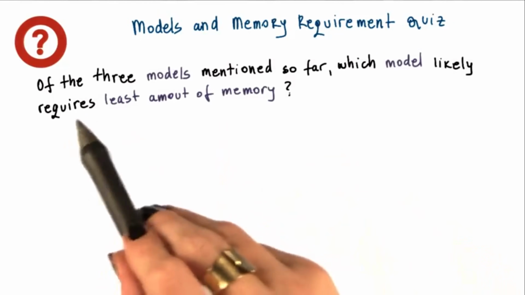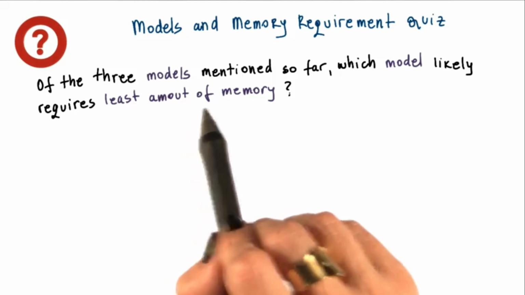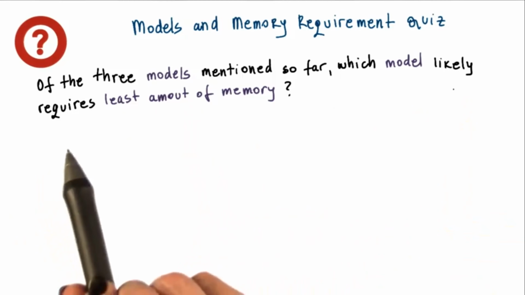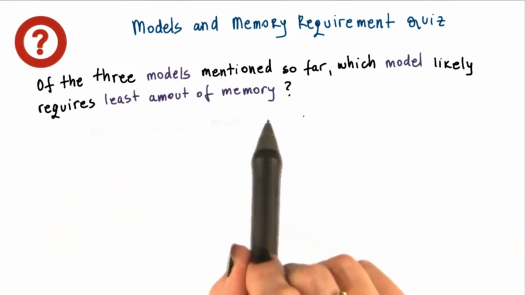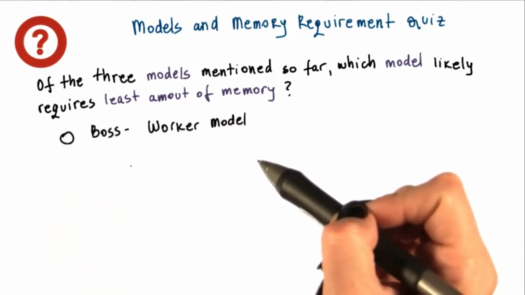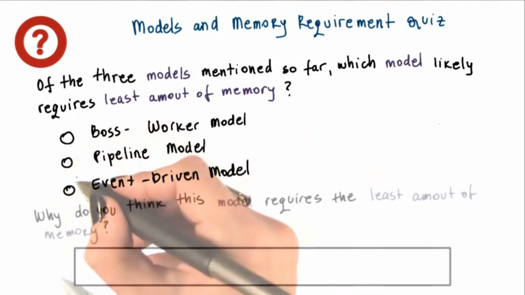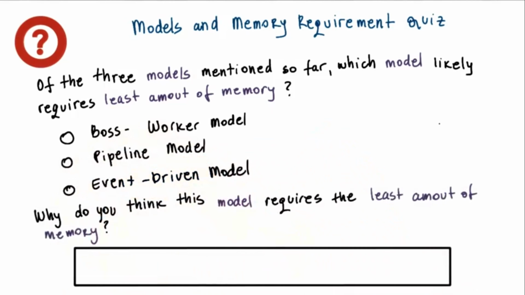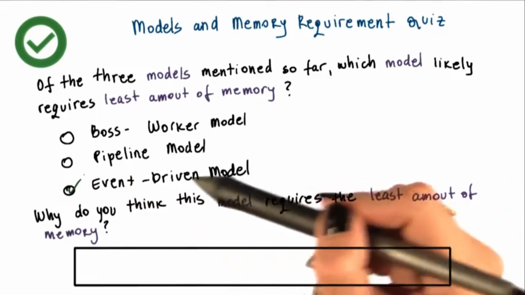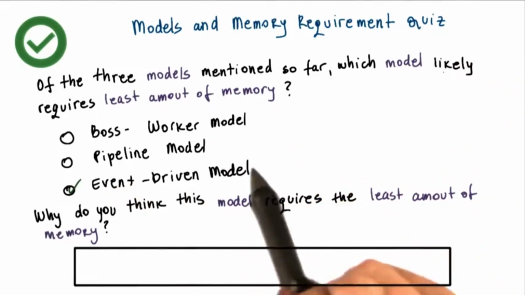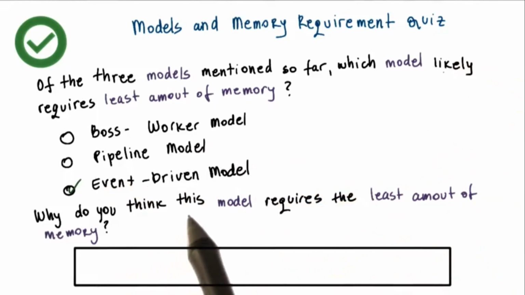The question is, of the three models mentioned so far, which model likely requires the least amount of memory? The choices are the boss-worker model, the pipeline model, and the event-driven model. Also answer why you think this model requires the least amount of memory, to see if your reasoning matches ours. The correct answer is that likely the event-driven model will consume the least resources.